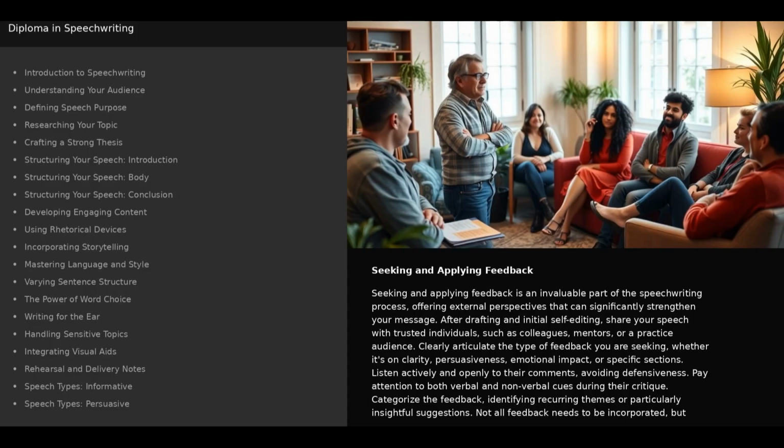Prioritize revisions that address major structural issues or enhance the speech's core purpose. Applying feedback demonstrates a commitment to excellence and helps you refine your speech to resonate more effectively with a broader audience. It is a collaborative approach to achieving rhetorical mastery.